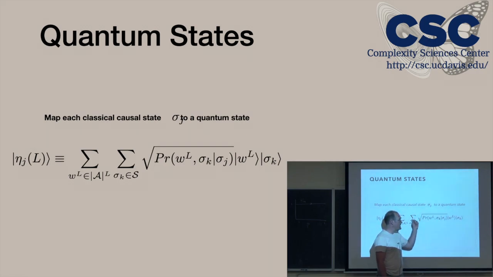I look at that probability, take the square root, and then I tack on these kets that are in a space that represent this word space and this causal state space. And we use these to basically store the information about the probabilities in correlation with the words that they represent.